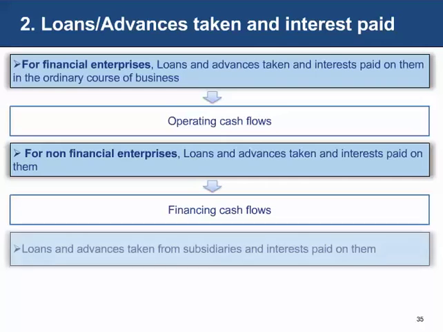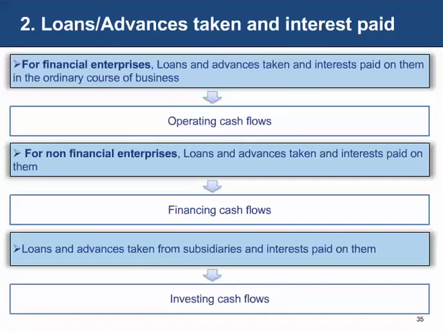However, again, loans and advances taken from subsidiaries and interest paid on them would always be investing cash flows. So anything, friends, any transactions related to subsidiaries would always be classified as investing cash flows, since subsidiaries are basically investments for the entity. Thus we saw that loans and advances given to subsidiaries and interest paid on them, and loans and advances taken from subsidiaries and interest paid on them, would be investing cash flows.